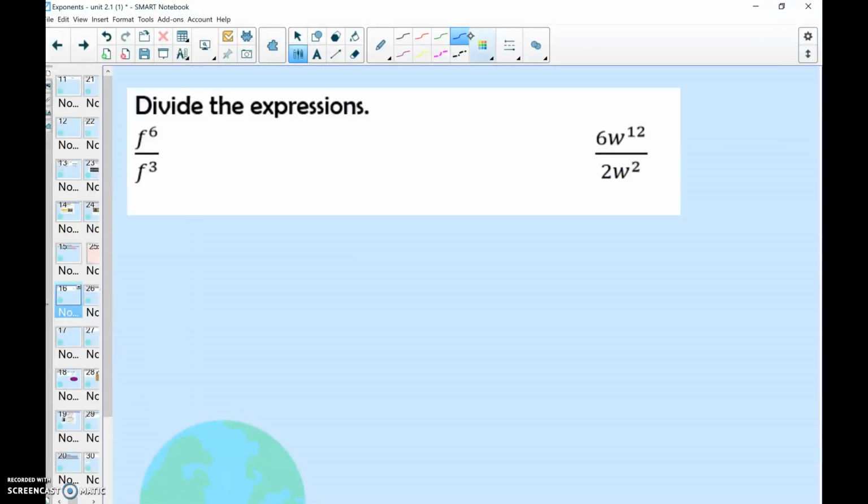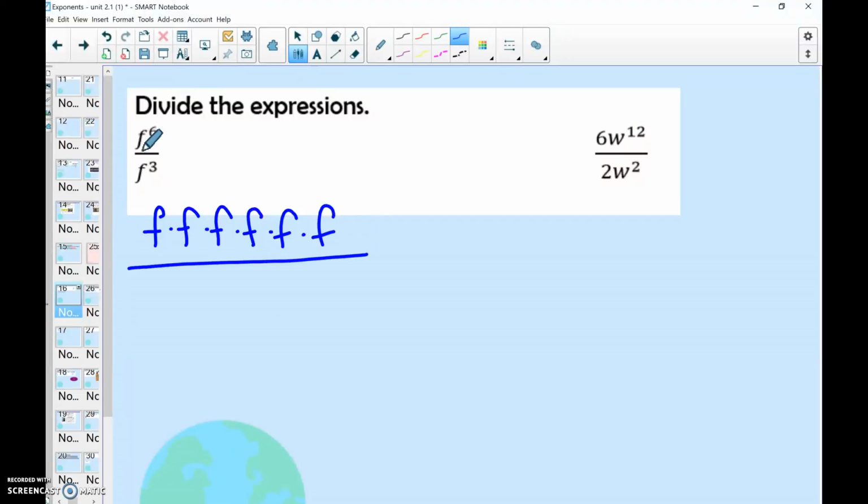So the reason why we subtract is this. F to the 6th power really means f times itself 6 times. So it kind of looks like this. It's being divided by f to the 3rd power, which means f written out 3 times. Now what happens when you have something divided by itself? Well, 1 divided by 1 is 1. 5 divided by 5 is still 1. 100 divided by 100 is still 1. So that means that f divided by f should equal 1 as well. It's the same kind of idea.